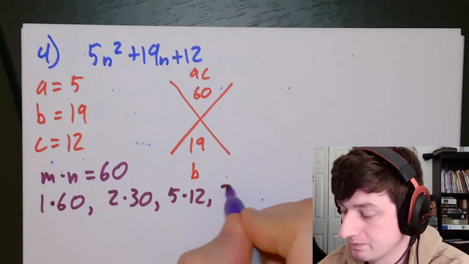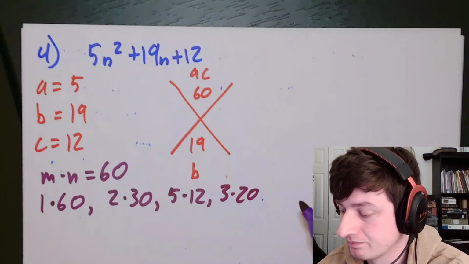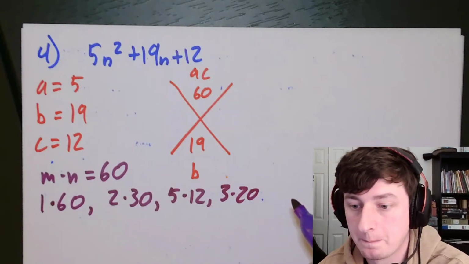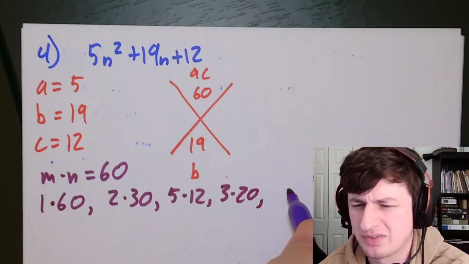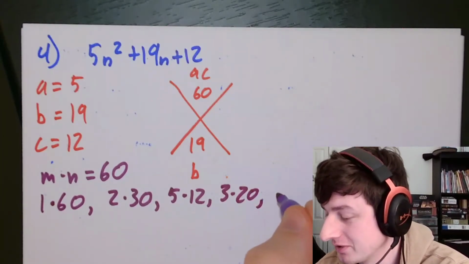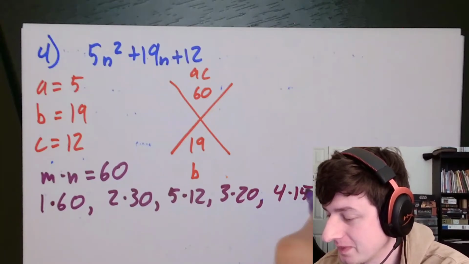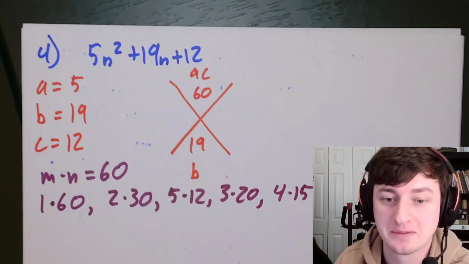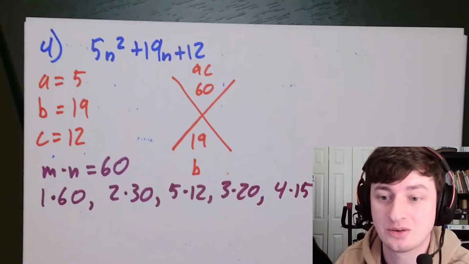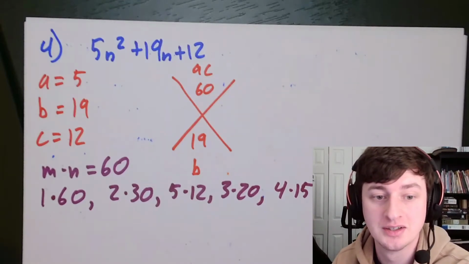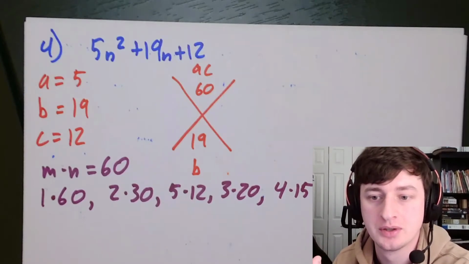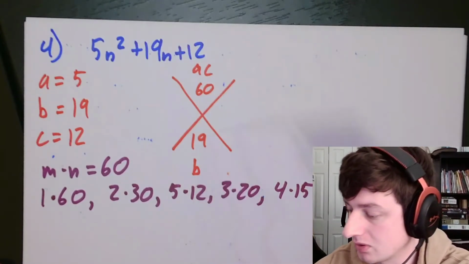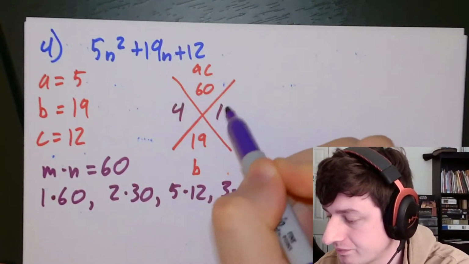3 times 20. That makes 17 or 23. 5 times 4? Not 5 times 4, that's 20. 15 times 4. 4 times 15, which does add to make 19. So we're just listing out all the factors of 60, what numbers multiply to make that, and checking, do they add or subtract somehow? Can I combine them to make this bottom number? So 4, 15.